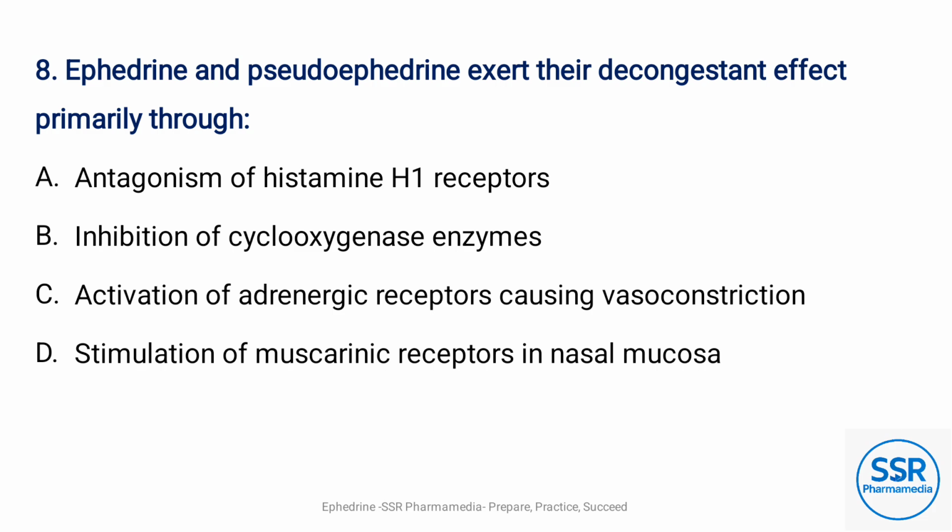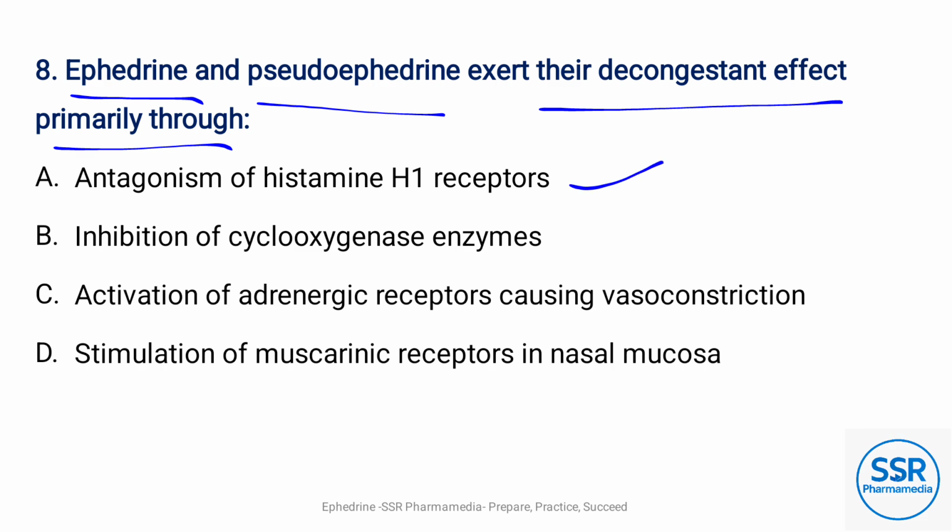Next question. Ephedrine and pseudoephedrine exert their decongestant effect primarily through what? Option A, antagonism of H1 receptor, that is histamine H1 receptor. B is inhibition of cyclooxygenase enzyme. C is activation of adrenergic receptor causing vasoconstriction. D is stimulation of muscarinic receptors in nasal mucosa.